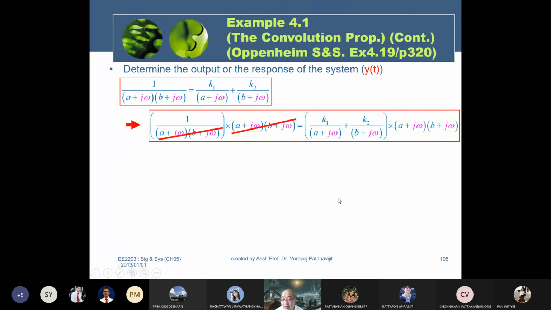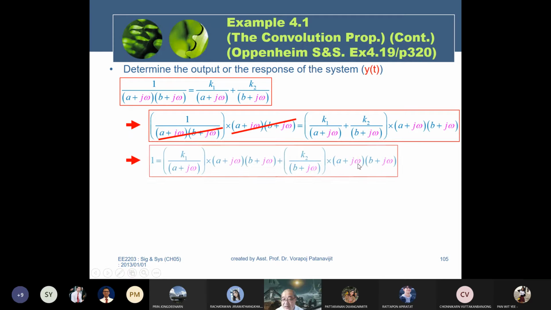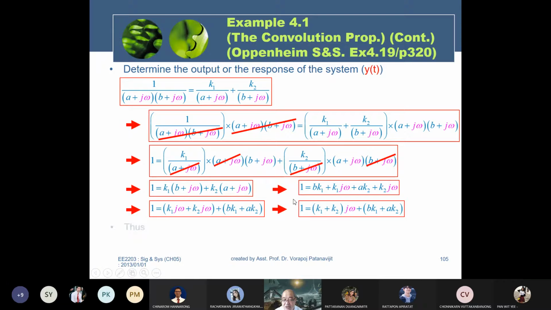After you eliminate the denominator terms, on the right hand side you can distribute (a + jω) and (b + jω) into the brackets of k1 and k2, and you can eliminate the denominator of the right hand side too. After that you distribute them. When you distribute them, you can see that the left hand side must equal the right hand side, in the terms that have jω and the terms that have no jω.